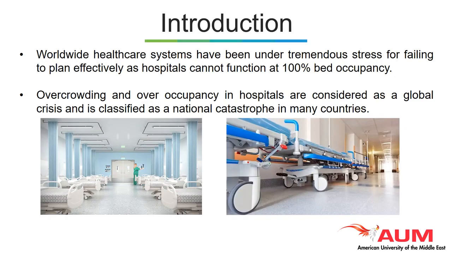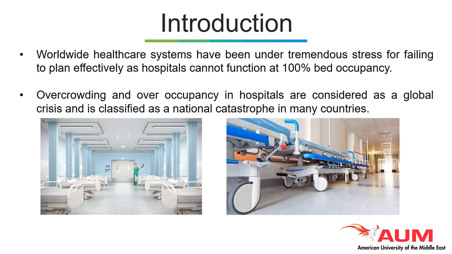For the past few decades, worldwide healthcare systems have been under tremendous stress for failing to plan effectively, as hospitals cannot function at 100% bed occupancy. High levels of bed occupancy can affect patient care, since it is less likely possible to direct the most suitable bed for the patient. In a health system, a widespread of consequences may result from lack of available beds, causing an increased rate of infections, inappropriate clinic ward patient placing, and pressure on staff to clear up beds.